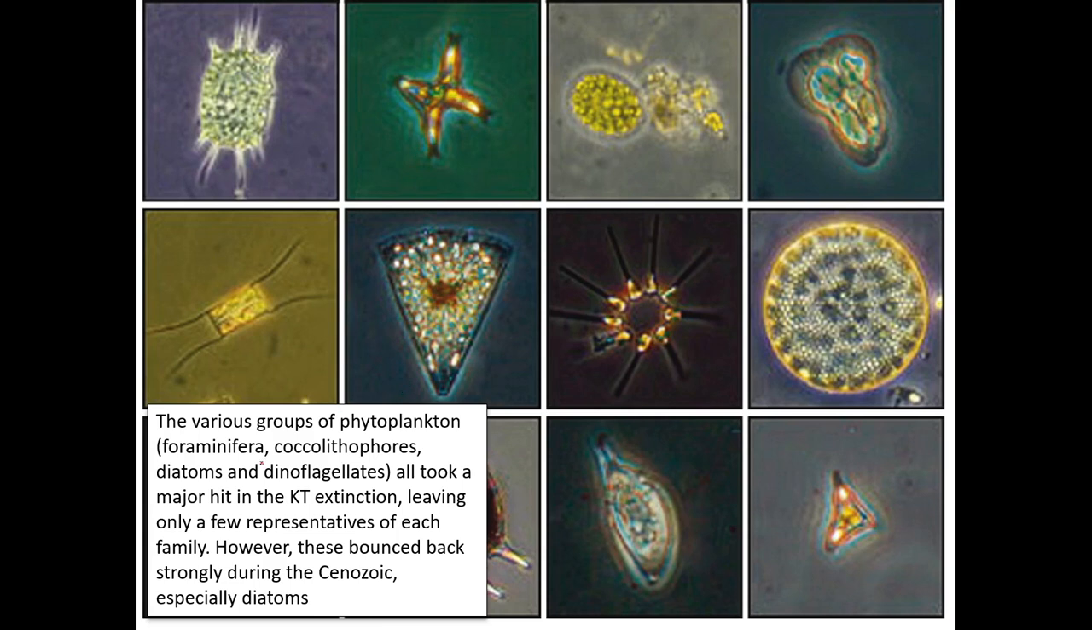Diatoms. So the various groups of phytoplankton. Remember we talked about phytoplankton: foraminifera, coccolithophores, diatoms, dinoflagellates. All took a major hit during the KT extinction, leaving only a few representatives of each family behind. But they bounced back pretty strongly in the Cenozoic, especially diatoms. The Cenozoic was really a time of diatoms taking over the planktonic scene, and created something you've probably heard of, diatomaceous earth. Has anyone ever heard of diatomaceous earth? It comes from the name diatom. These are types of phytoplankton.